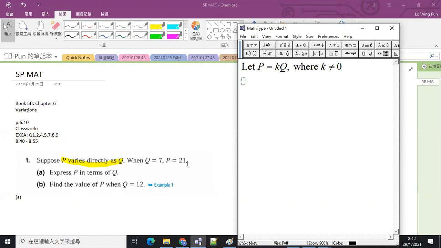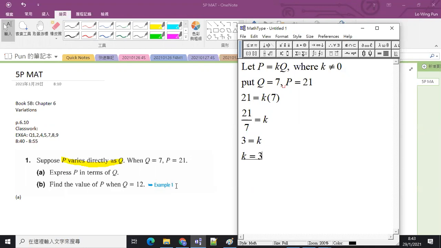That is the next sentence from the question. When Q is equal to 7, P is equal to 21. This is a pair of numbers for both variables, P and Q. So we just put Q equals 7 and P equals 21 into our equation. So 21 is equal to K times 7. 21 divided by 7 is equal to K, which means that K is equal to 3.